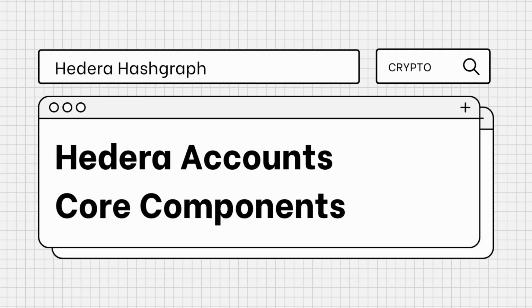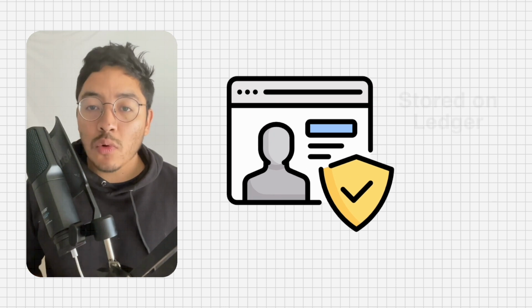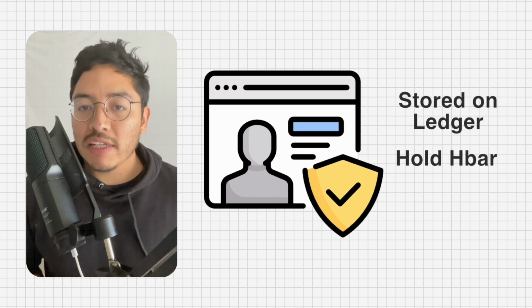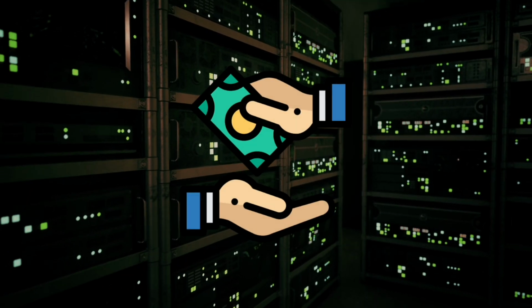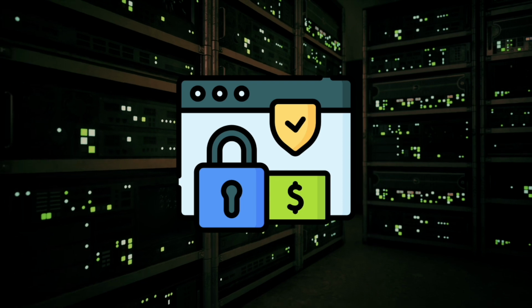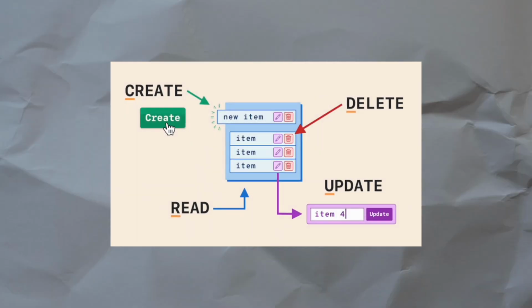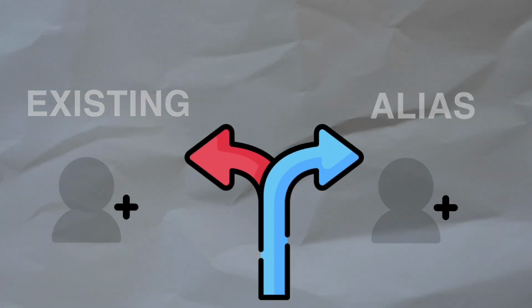Accounts, core components. Accounts are the central starting point for Hedera. Accounts are stored on the public ledger and hold Hbar, which, as we learned in the previous video, are mainly used to pay for transaction fees, as well as for covering the security of the network. Accounts can be created, updated, or deleted. With regards to account creation, it can be done by one of two methods, either by using an existing account or by using an alias.